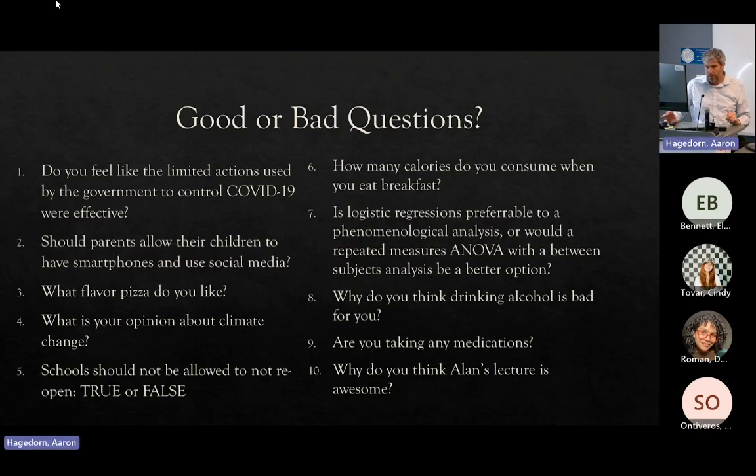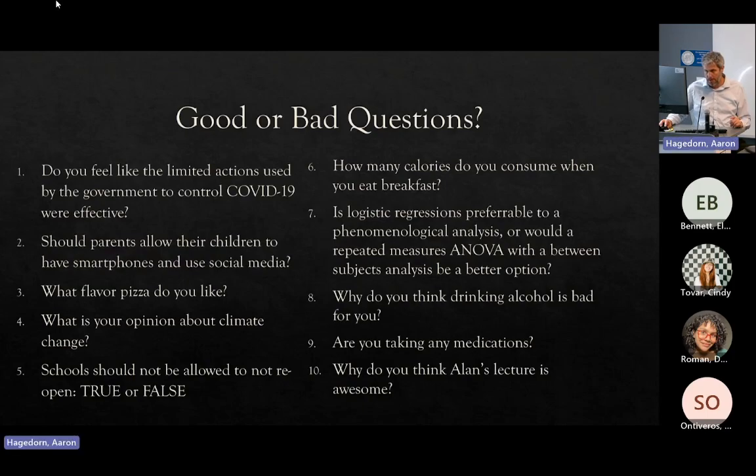The next question, what flavor pizza do you like? It's not a bad question, but it depends on how you ask. Flavor is not even the right word, right? Maybe like what toppings do you like on it? And if you gave options, that would be comparable. If you kept it open-ended, you probably get a lot of pepperonis and things like that, but you might not get comparable answers.